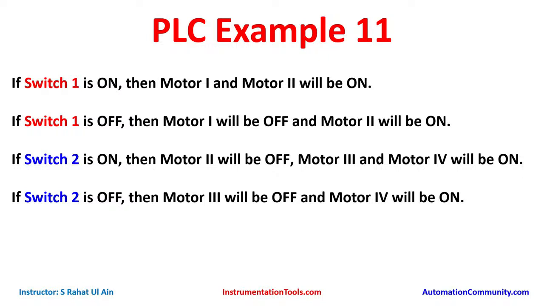Similarly, for motor 2 to be off, switch 2 should be on. So we will use switch 2 as normally close contact for motor 2 to be off. And then for motor 3 and motor 4, switch 2 should be on. Switch 2 will be used as normally open contact. And then when switch 2 is turned off, motor 3 turns off but motor 4 remains on. For that, we will latch motor 4. So let's move to TIA Portal where we will draw the ladder diagram and also implement latching.